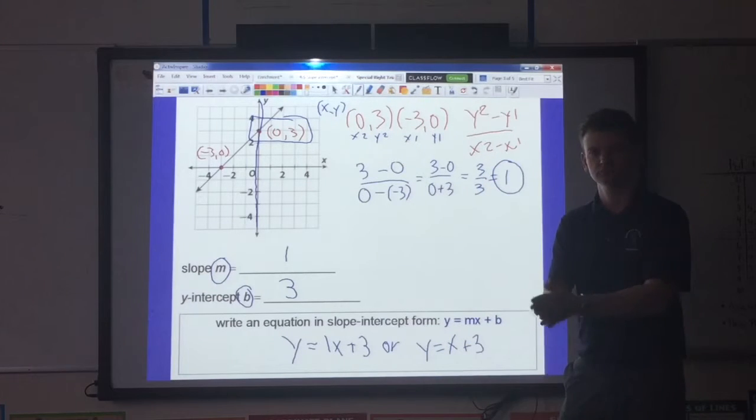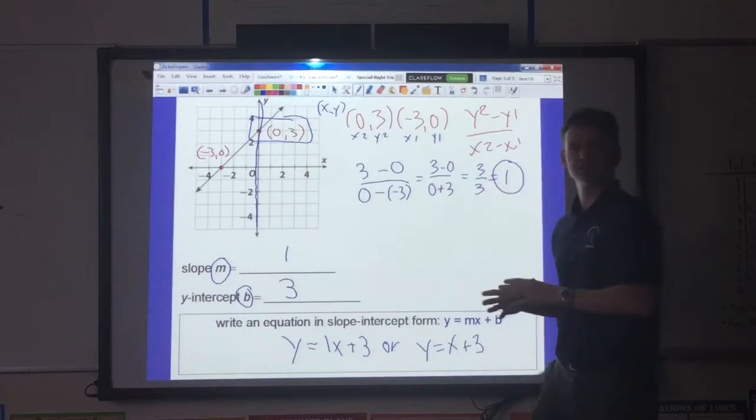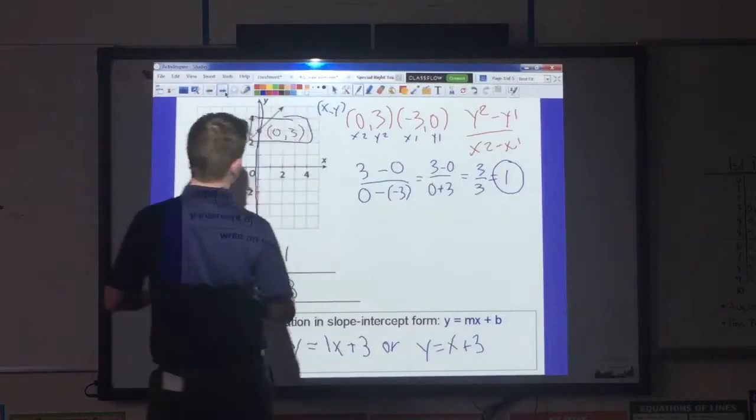Okay, so that's one. Here we have a positive slope. Let's see what happens if we would have a negative slope.